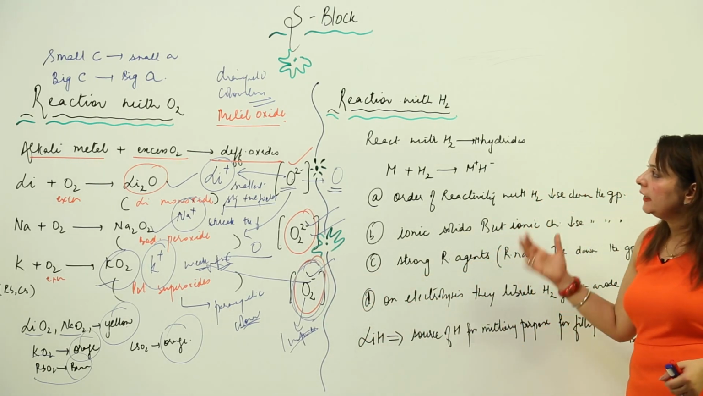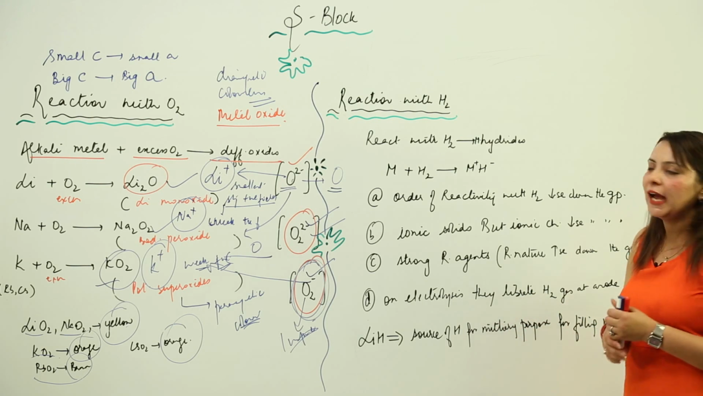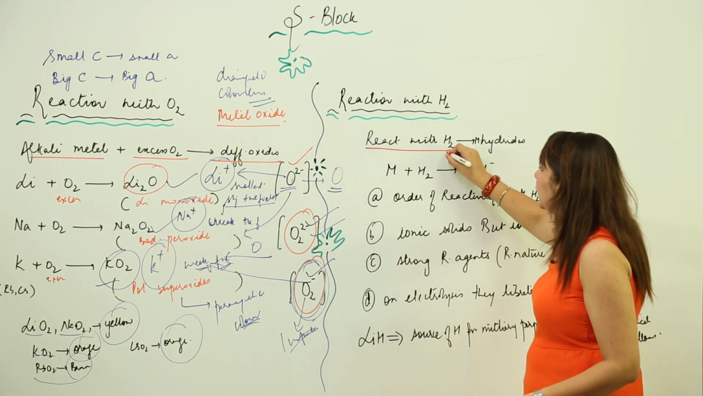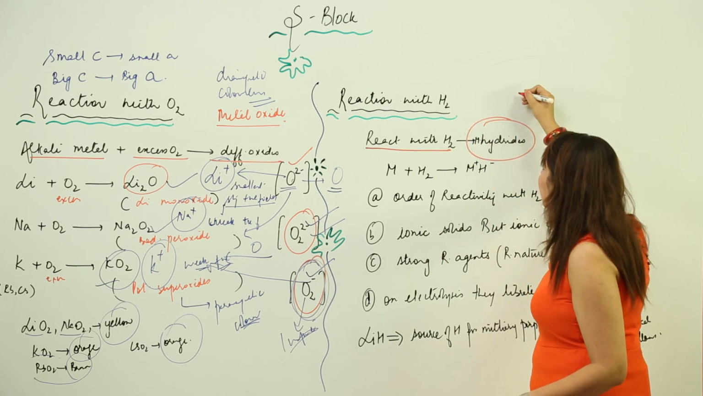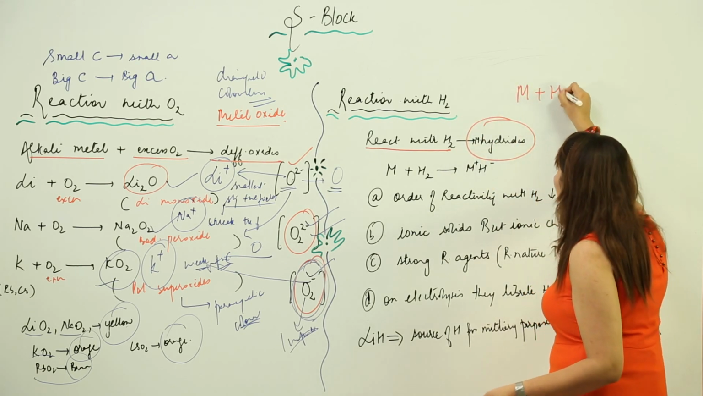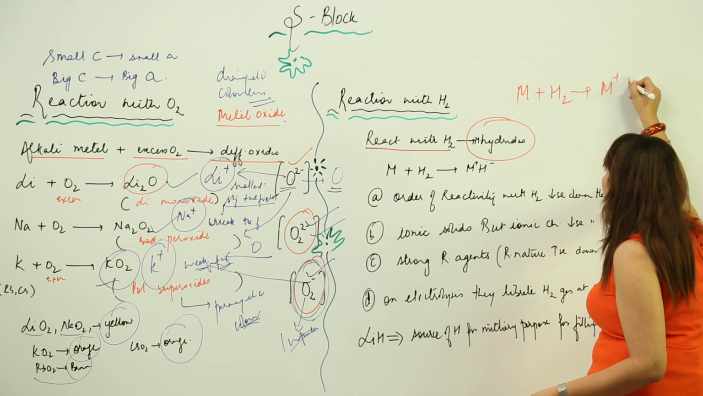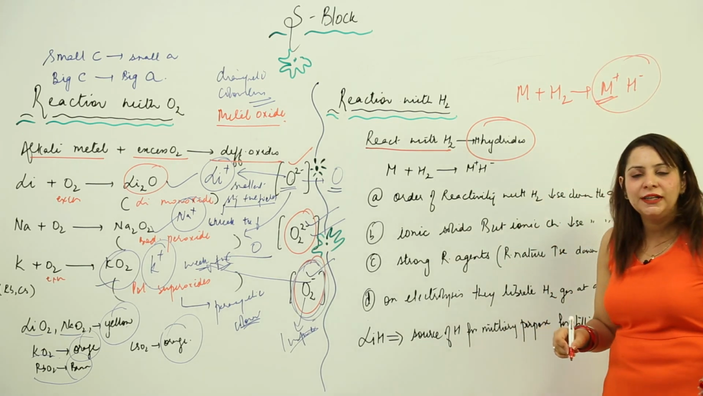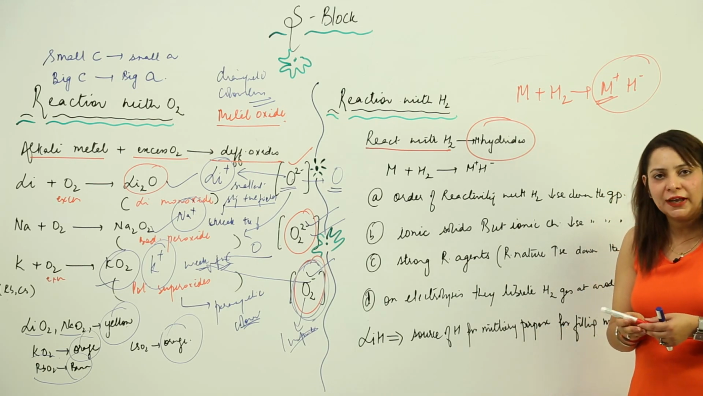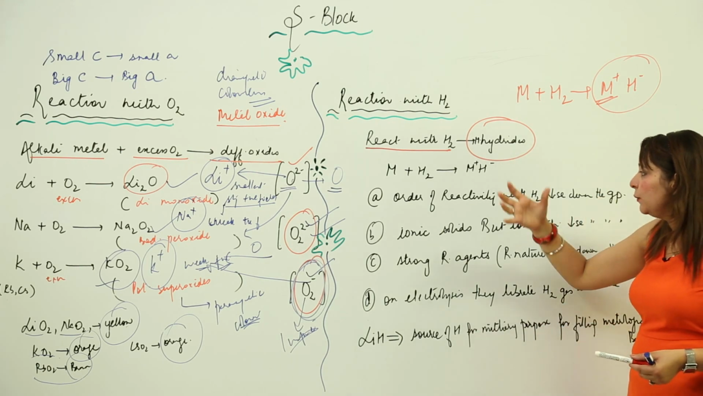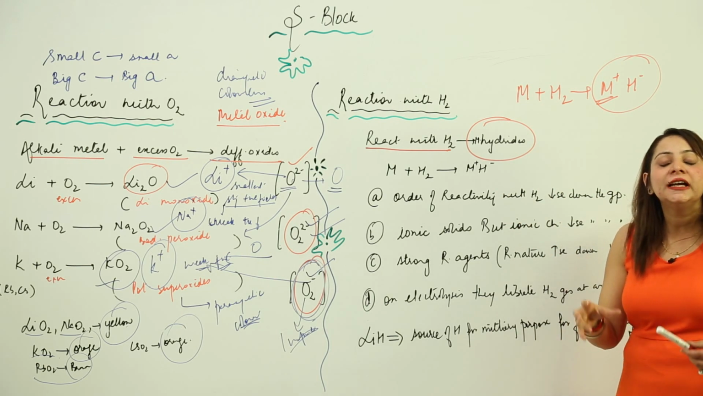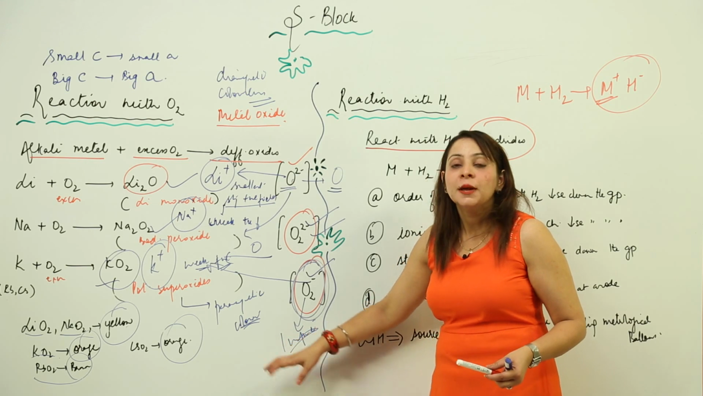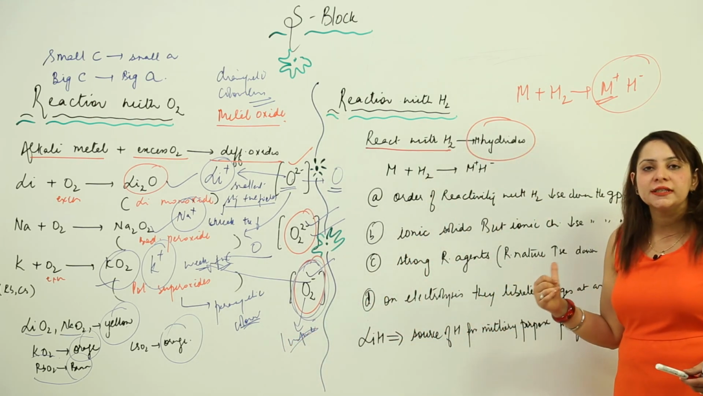Now we will see the next property, that is the reaction with hydrogen. Alkali metals react with hydrogen, forming hydrides. For example, I have a metal and I react it with hydrogen, and we observe a hydride. This metal can be any member of the alkali group: lithium, sodium, potassium, rubidium, cesium, francium. But as we move down the group, reactivity with hydrogen is decreasing. In case of oxygen, the reactivity was increasing, but here the reactivity towards hydrogen is decreasing.